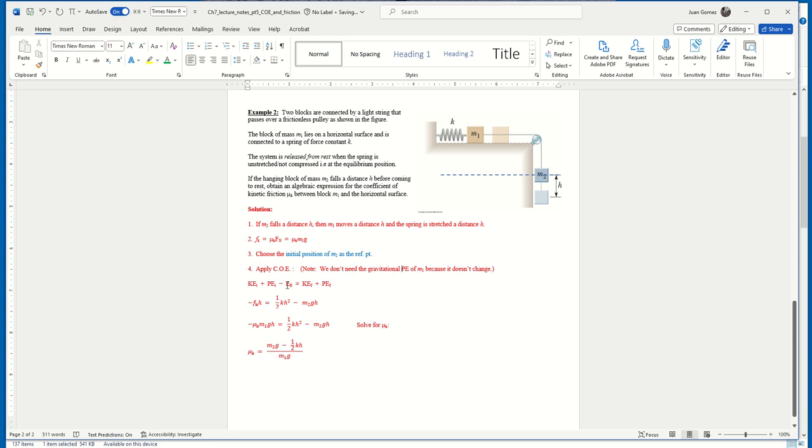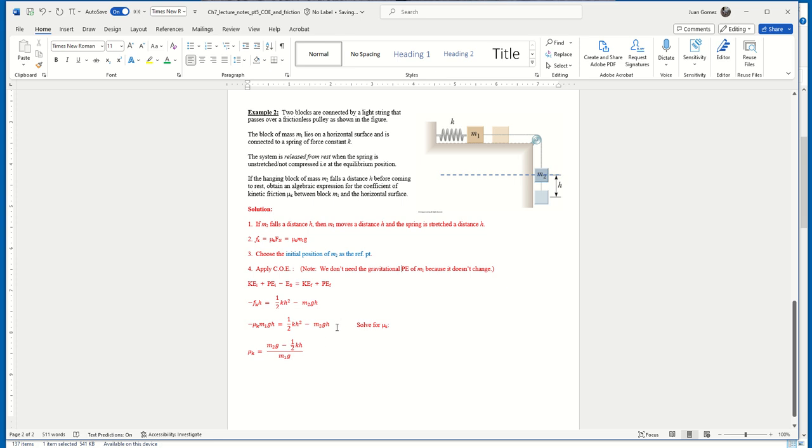So I have minus EFR equals PEF, since KE final is 0. Well, what is EFR? Fk h, with the minus. What is the final potential energy? The spring is now stretched a distance of h, so that's 1/2 kh squared. M2 is now a distance of h below the reference point, minus M2gh.